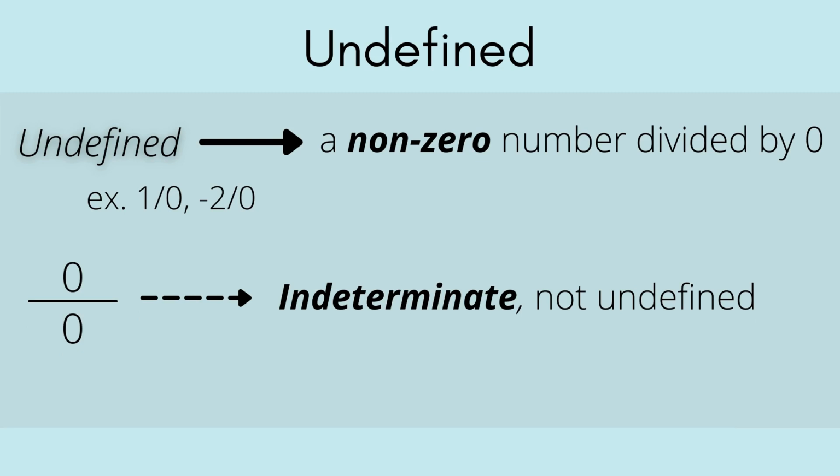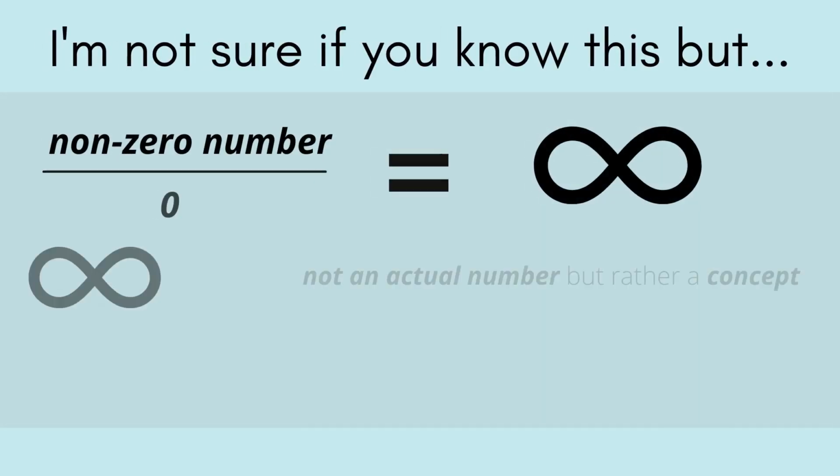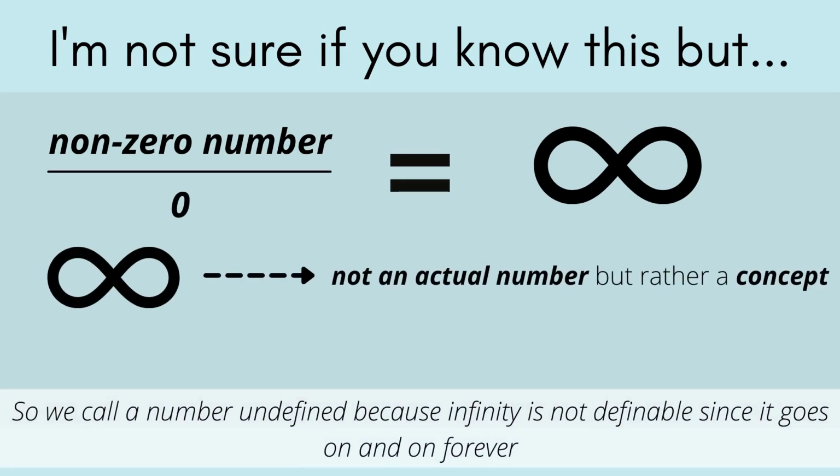So before we even get started, I kind of want to tell you some facts regarding undefined values. They might be cool, they might be boring. I learned this my senior year of high school: an undefined value, any non-zero number over 0, is really infinity. The reason why we call some value undefined is simply because infinity is not an actual number. It's a concept, an idea of numbers just heading to eternity, I guess. That's simply the reasoning why we call a value undefined.